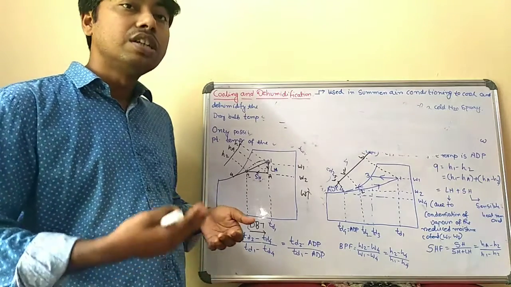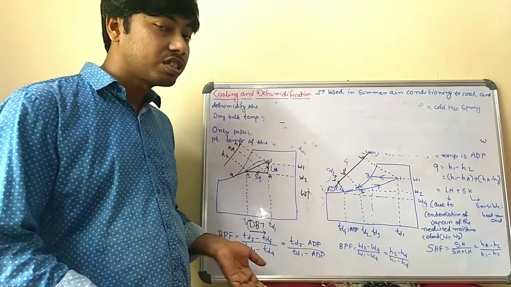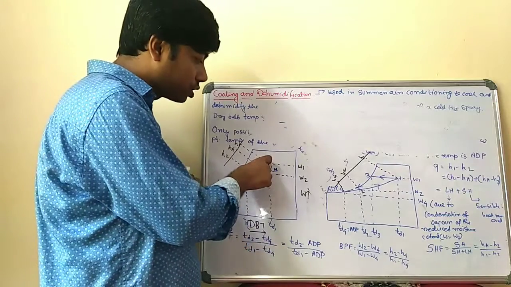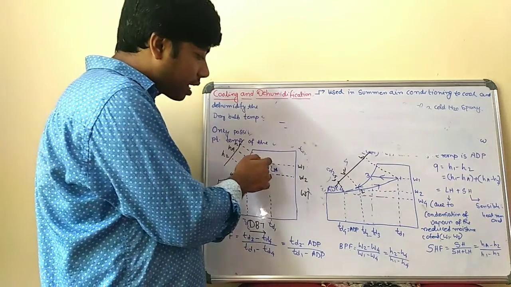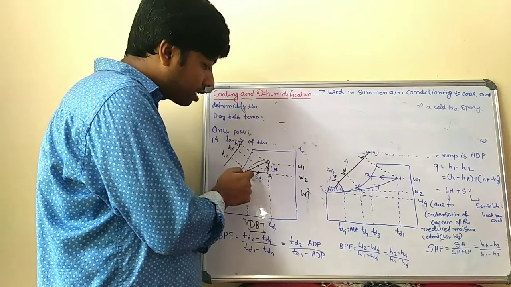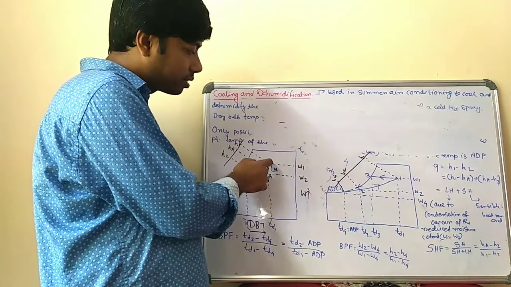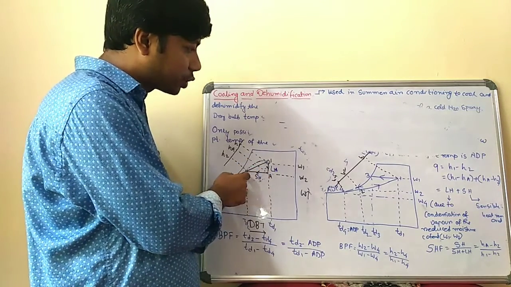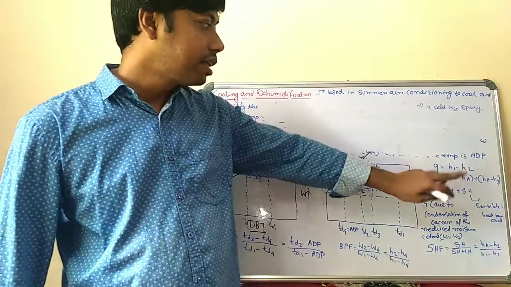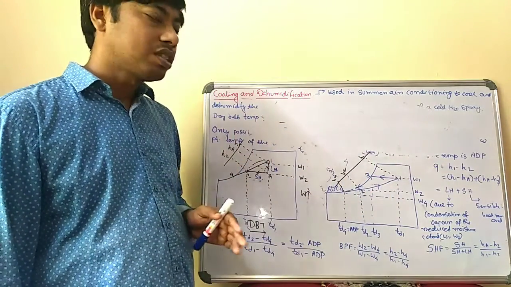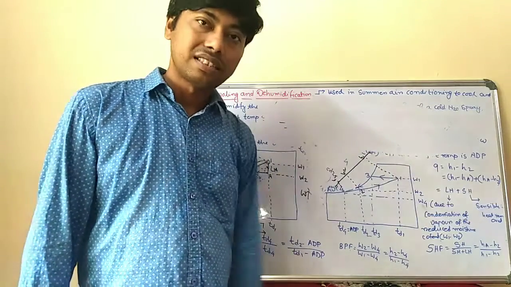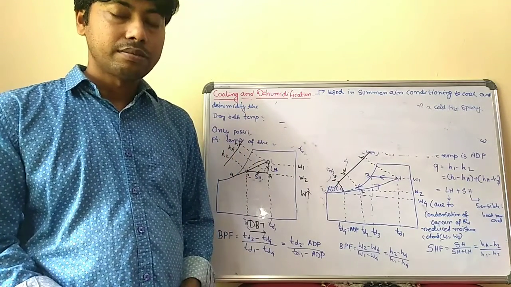So this is the total heat removed in the cooling and dehumidification process, that is H1 minus H2. H1 minus H2 is also written as H1 to A plus A to 2, that is HA minus H1 plus HA minus H2. In terms of that, you can write the total heat removed from the cooling and dehumidification process as LH plus SH, that is latent heat plus sensible heat.